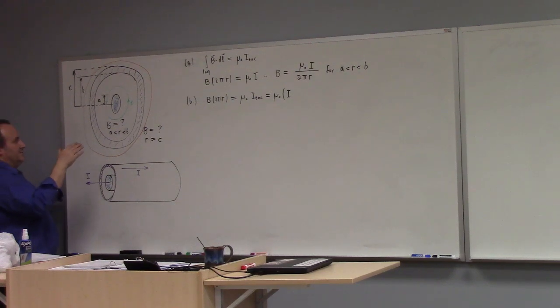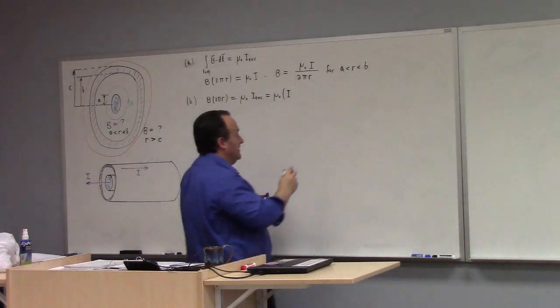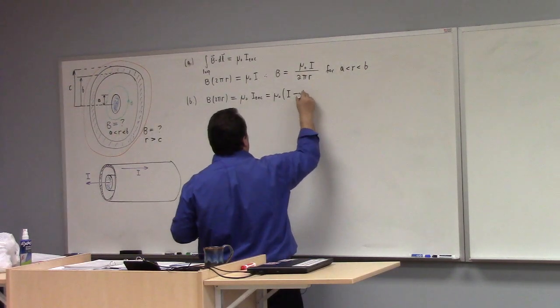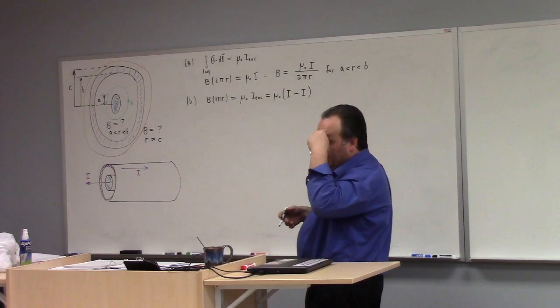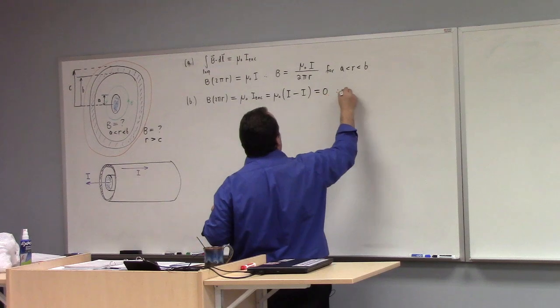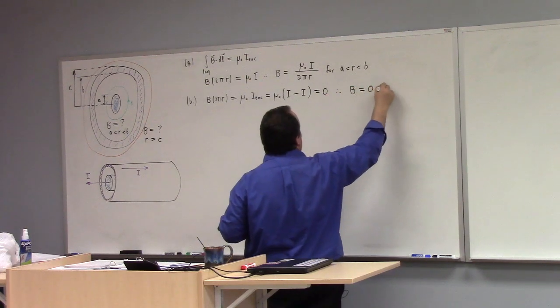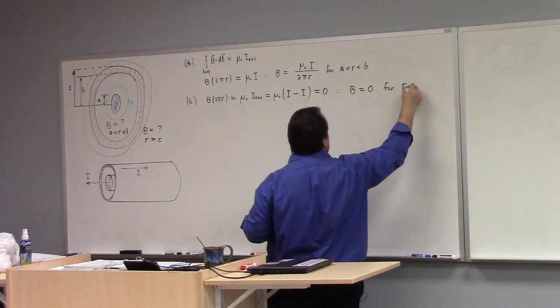So the blue is coming out at us, the purple is going in, but it's the same magnitude current. So that gives you minus I, because they're going in opposite directions, right? So that's 0. Therefore, the magnetic field is equal to 0 for r greater than c.